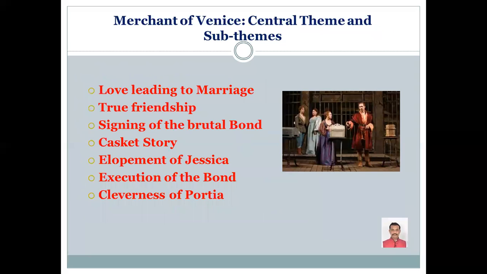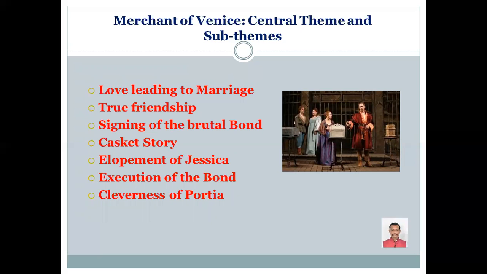Now we shall begin the play, but before that we must discuss the various themes: which is the central theme, and which are the various sub-themes in the drama. So when we think about the central theme of the play, The Merchant of Venice, the central theme of the play is love leading to marriage.